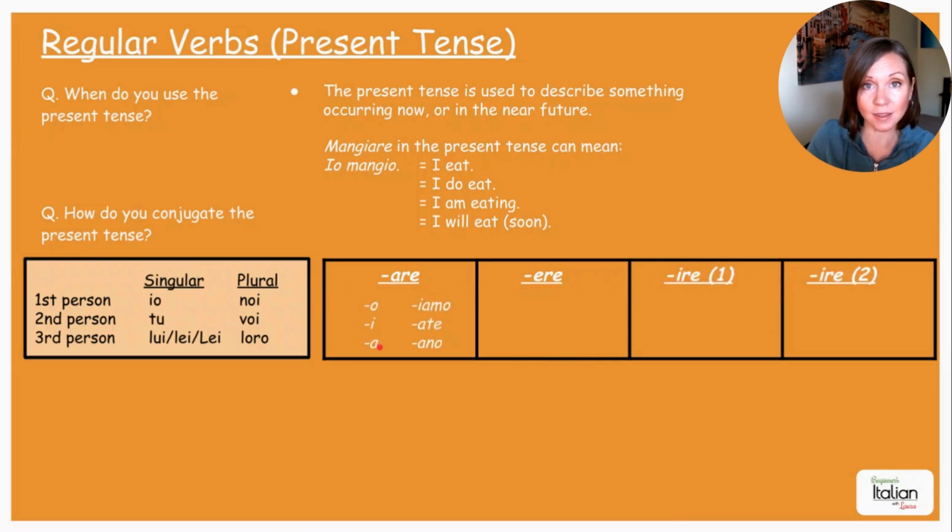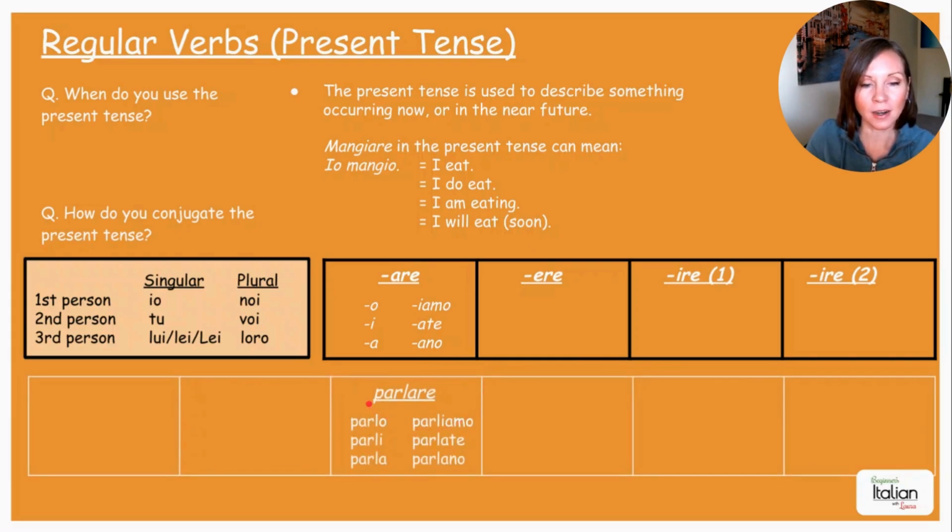So the basic endings in the present tense for a regular ARE verb would be o, i, a, iamo, ate, ano. Okay, you can, as I always did, just make a little song out of it. So o, i, a, iamo, ate, ano. For example, parlare, to speak. So io parlo, tu parli, lei or lui parla, noi parliamo, voi parlate, and loro parlano.